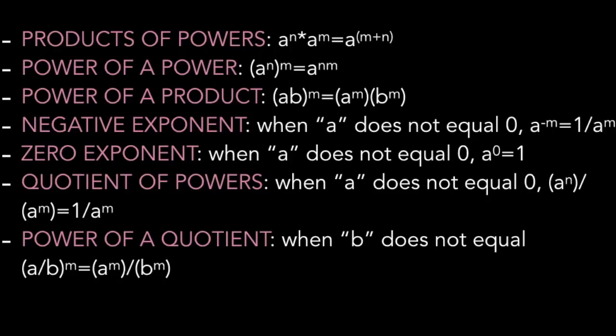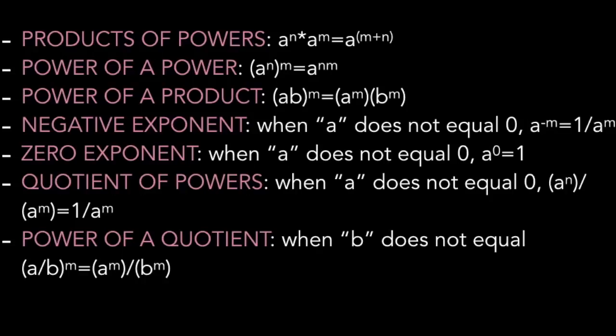The product of powers property states that a to the nth power times a to the mth power equals a to the nth plus mth power. The power of a power property states that a to the nth power to the mth power equals a to the nth times mth power. The power of a product property states that ab to the mth power equals a to the mth power times b to the mth power.